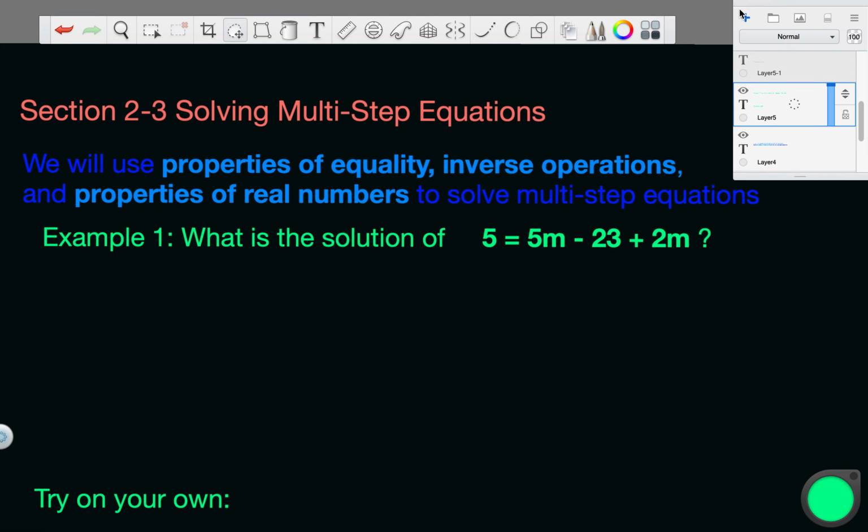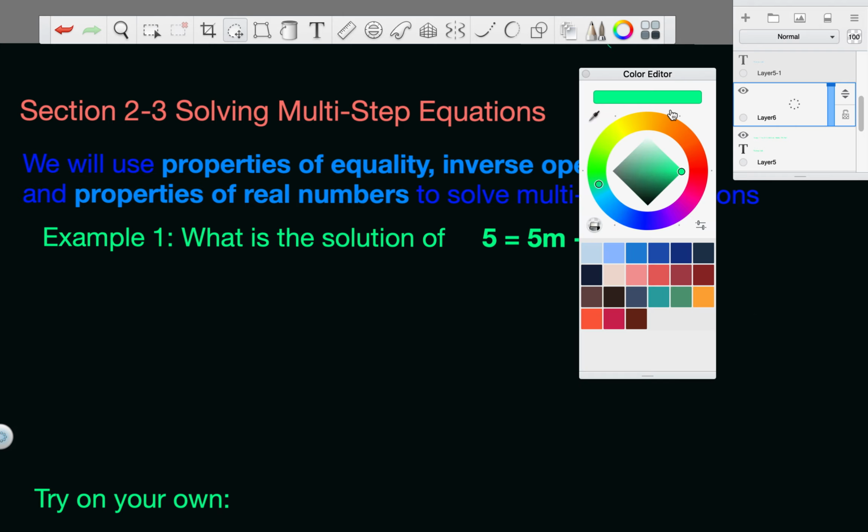We're going to work on this first problem. So as you can see, there are way more terms than we're used to. It's asking us to find the solution of 5 equals 5m minus 23 plus 2m. We see that we have two terms over here, the 5m and the 2m, that have that m variable, right?